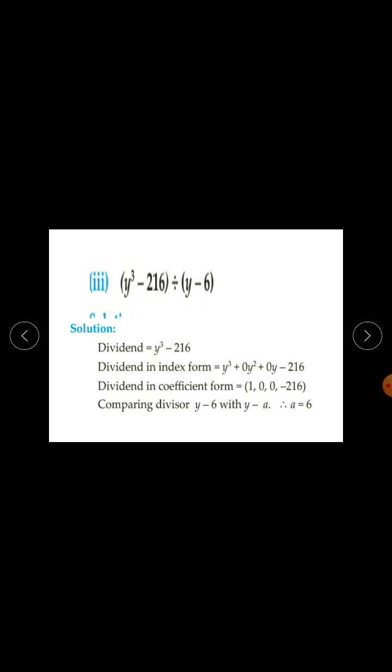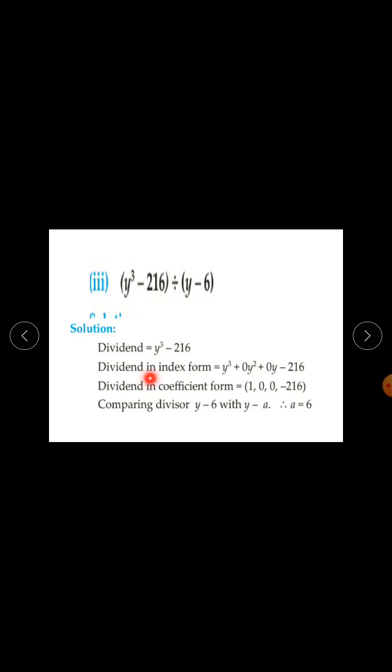Now third sub question: y cube minus 216 divided by y minus 6. Now y cube minus 216 is your dividend and y minus 6 is your divisor. So dividend equal to y cube minus 216. In index form you have to write the missing terms. Here the raised to power 2 term is missing, and the raised to power 1 term is also missing. So you have to add those two terms in this polynomial.